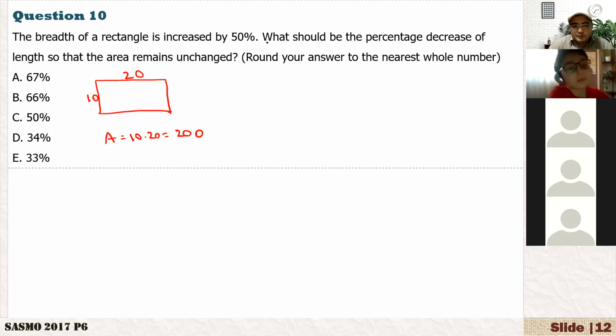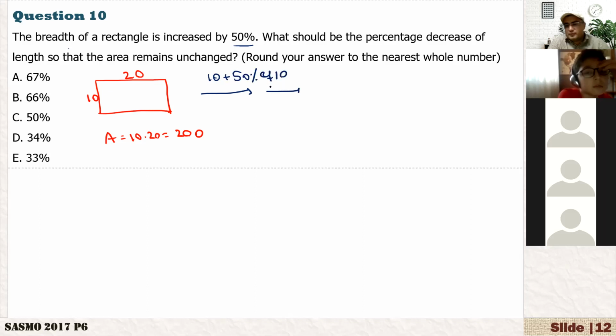In the second part, it says that the breadth of the rectangle is increased by 50%. So what is the breadth of this rectangle? So now breadth is 10, right? So how can I increase by 50%? That is 10. So I need to add 50% of 10. And what is 50% of 10? It is 5, right? 50% means half of 10. So that's equal to 15. So now that means that our rectangle becomes a new rectangle. It's something like this.